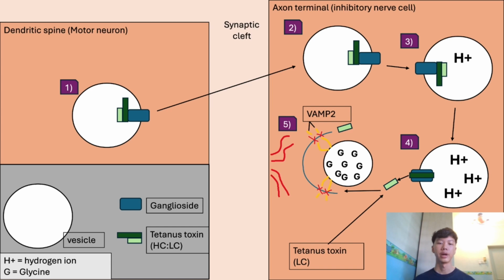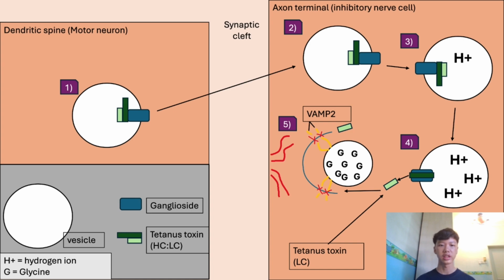The key step of the pathway is how the tetanus toxin shuts down the inhibiting neuron. First, the tetanus toxin at the dendritic spine of the motor neuron fuses with the glycinergic inhibitory neuron. Once the tetanus toxin is inside the inhibitory neuron, it will lower the pH level inside the vesicle and cause a conformational change in the toxin dimer and eject the light chain into the cytoplasm.